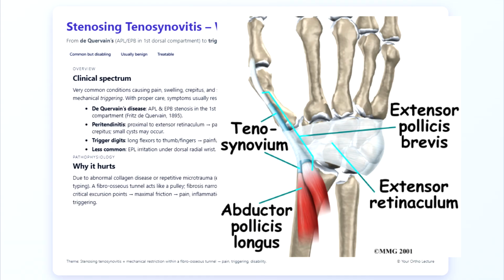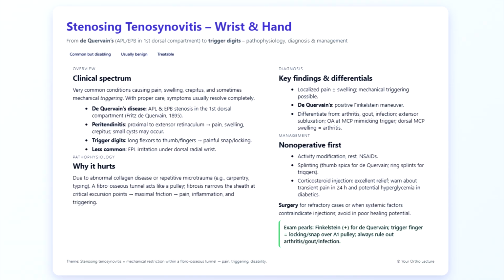Pathophysiologically, the tendinosynovitis process can result either from abnormal collagen disease or from recurrent mild trauma. Think about repetitive microtrauma from occupations like carpentry or constant typing. Interestingly, some cases develop spontaneously with no clear cause.